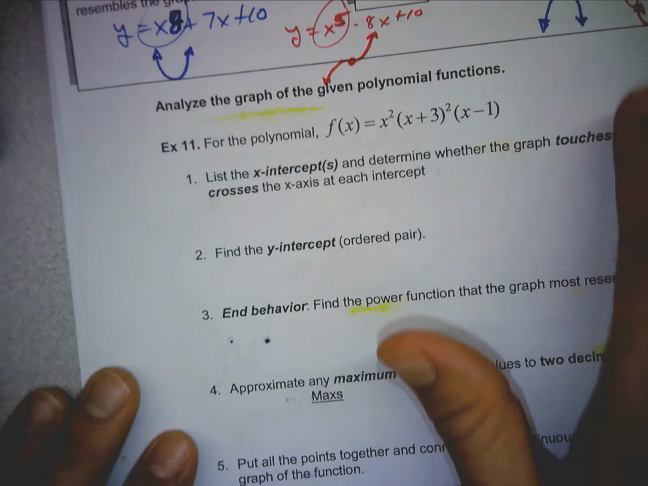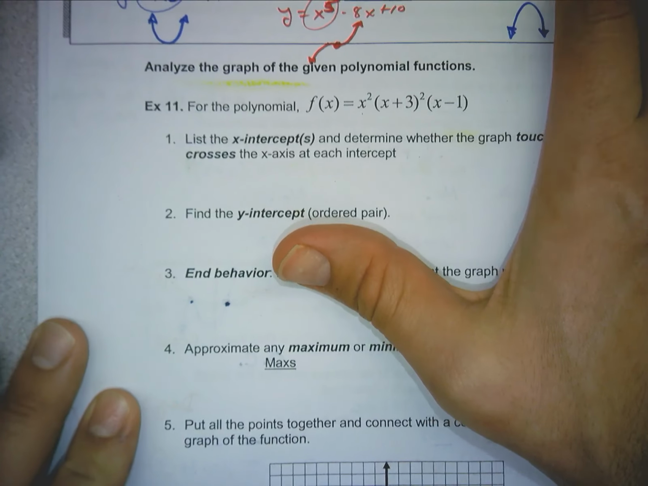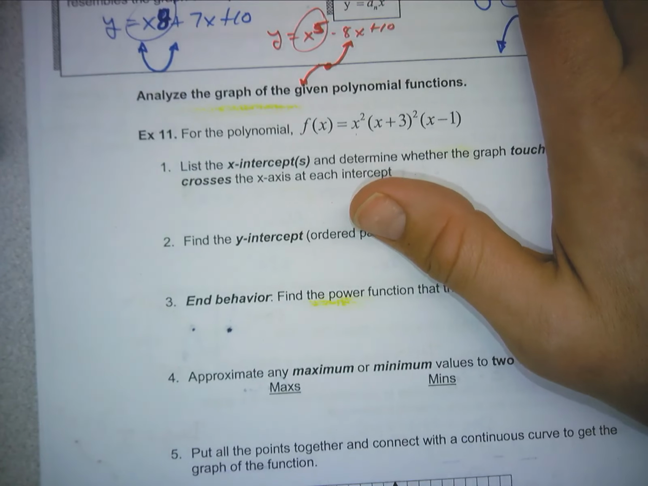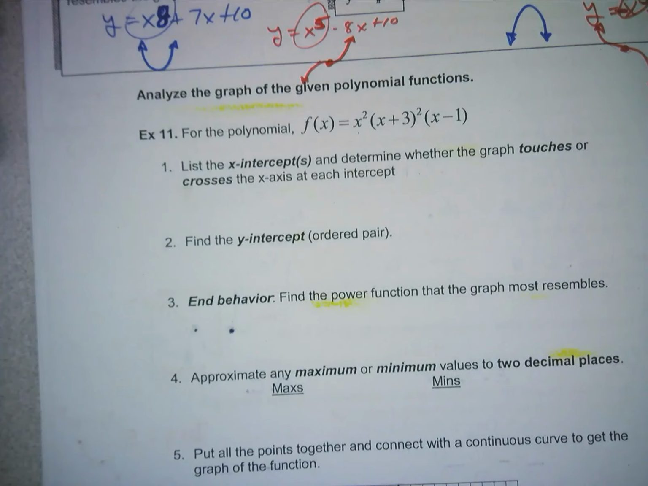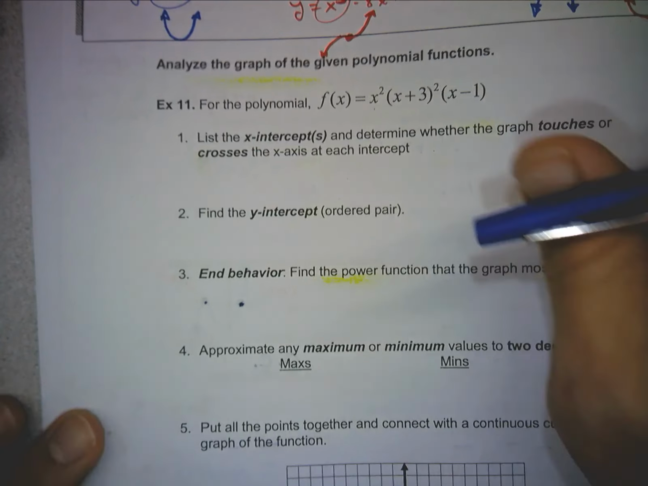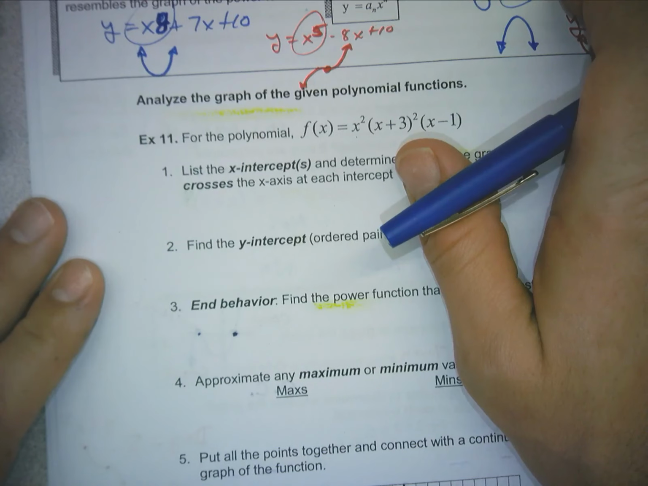All right. Now we're analyzing the graph. So basically, we're going to walk our way through. Okay. And we're going to basically do everything that we just did from 4.1, and we're going to do that on 4.2.